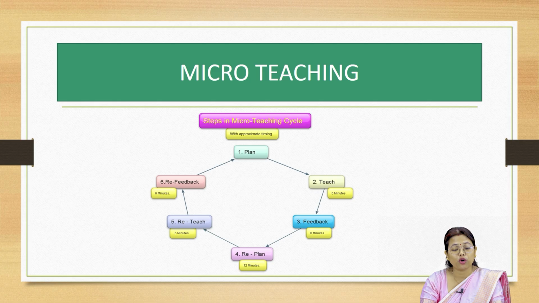When we talk about the steps in micro teaching, we have plan, teach, feedback, replan, reteach, refeedback. The approximate time for teach is 6 minutes, for feedback 6 minutes, for replan 12 minutes, for reteach 6 minutes, and for refeedback 6 minutes. The total comes to 36 minutes. This is the micro teaching cycle which we usually practice in the teaching-learning process to train our pupil teachers.